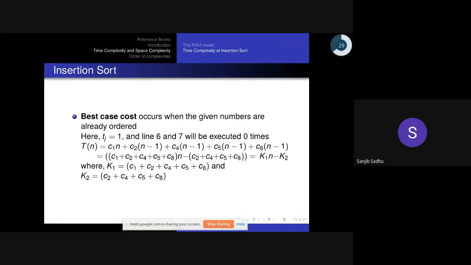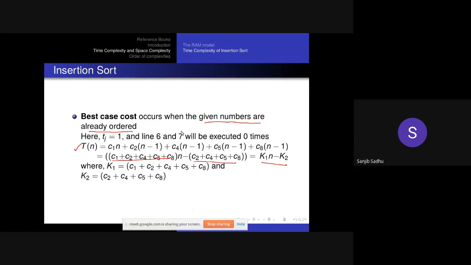So the best case occurs when the given numbers are already ordered. In that case, you check, Tn becomes like this, for lines 6 and 7. It will be linear. This will be the case, where k1 is a constant and k2 is a constant.